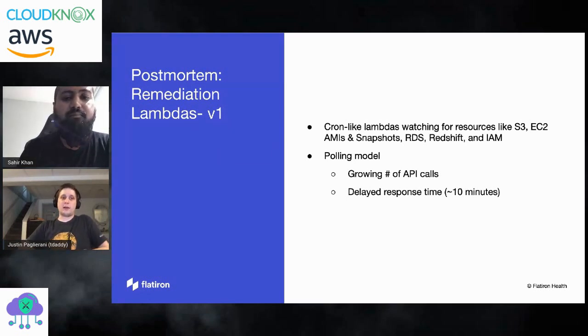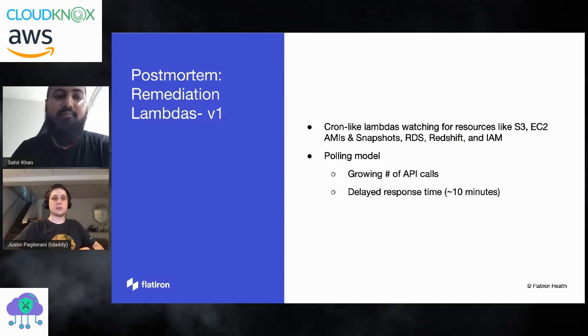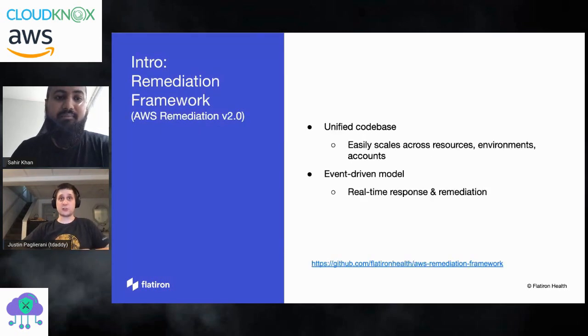So we wanted to move away from that and move into something better, because just the number of API calls in a cloud environment was getting costly from a number of different standpoints. And then also the general fidelity of having a 10-minute delay in response time was not necessarily great. If we could act a little bit more quickly, a quicker response would be better when you're dealing with as much PII as we do. So enter the remediation framework v2. Sahir, take it away.